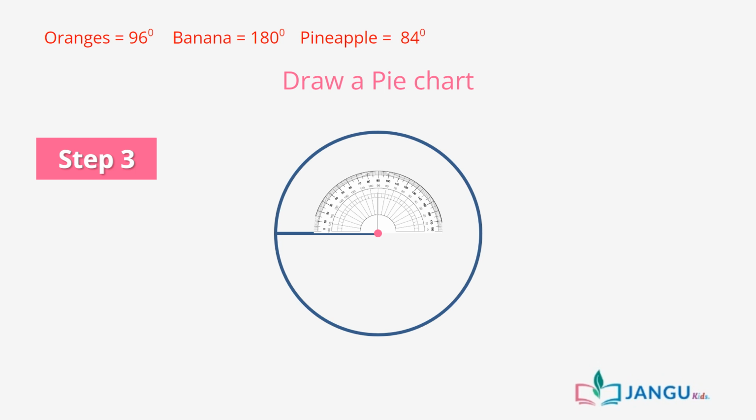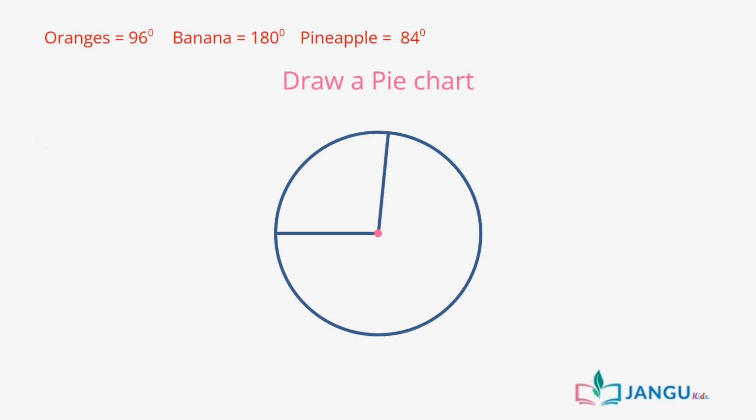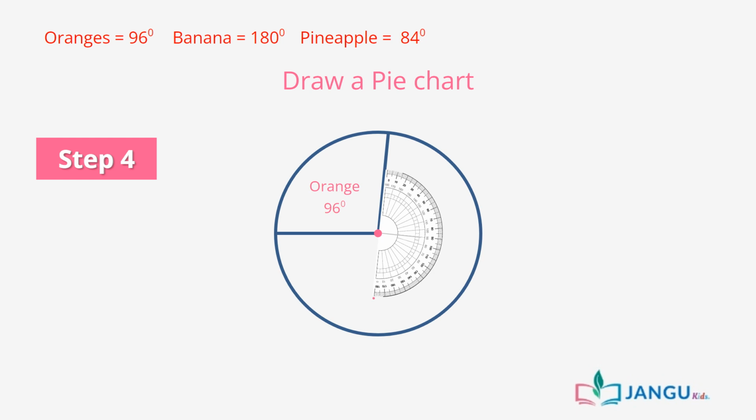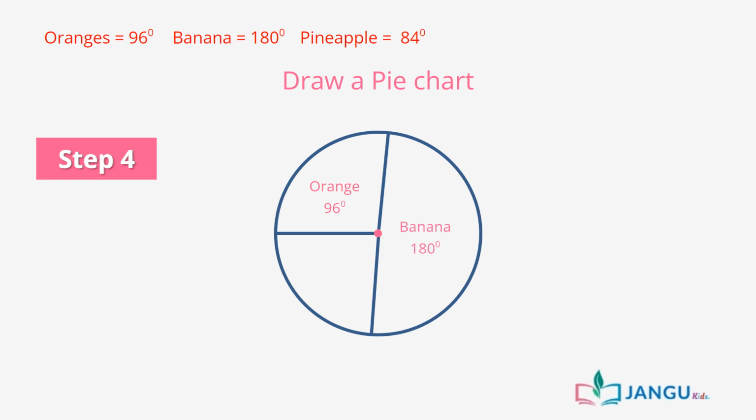Make sure you place the straight vertical line of the protractor on the center of the circle and the horizontal line of the protractor on the radius. Then mark out 96 degrees and draw a sector from the circumference of your circle to its center. We then label it orange and write 96 degrees on it. Next, we place the protractor on the line we just drew, mark out 180 degrees and draw a sector. We then label it banana and write 180 degrees on it.